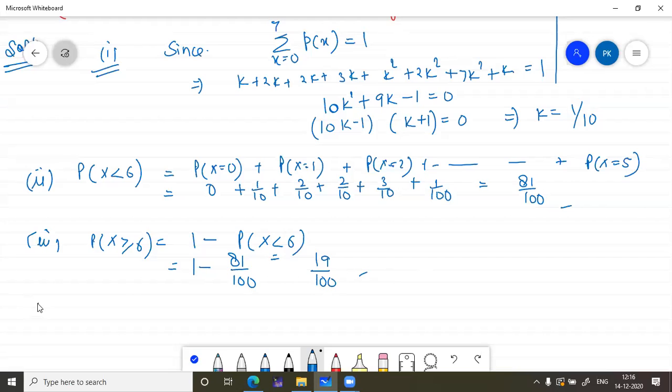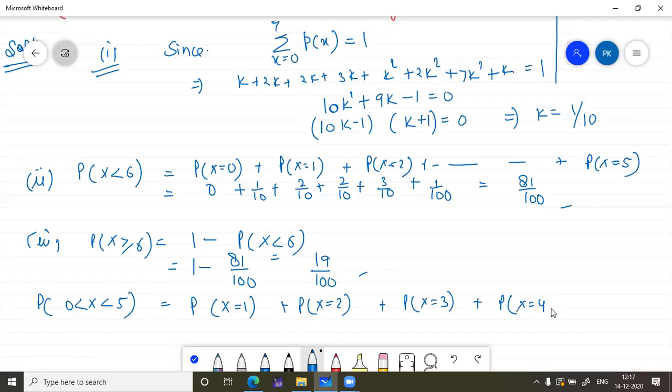In the next point, we have to evaluate probability that lies between 0 to 5. So 0 to 5 के बीच में हमें 0 भी नहीं लेना है और 5 भी नहीं लेना है. So value that lies between 0 to 5 is 1, 2, 3 and 4. Just add it down. So you will get the value 1, 2, 3 and 4. क्या होगी इसकी 8/10. k plus 2k plus 3k plus 2k.